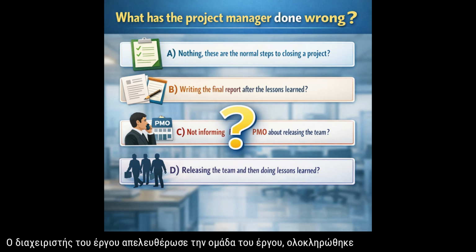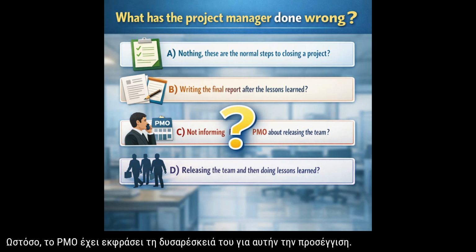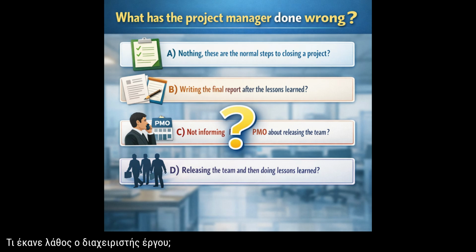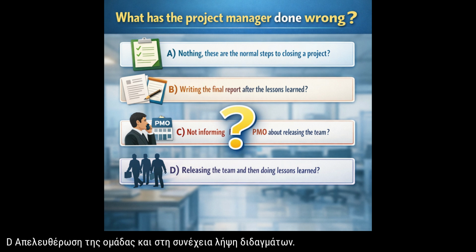The project manager has released the project team, completed the final lessons learned, and then finalized the project report. However, the PMO has expressed dissatisfaction with this approach. What has the project manager done wrong? A. Nothing. These are the normal steps to closing a project. B. Writing the final report after the lessons learned. C. Not informing the PMO about releasing the team. D. Releasing the team, and then doing lessons learned.